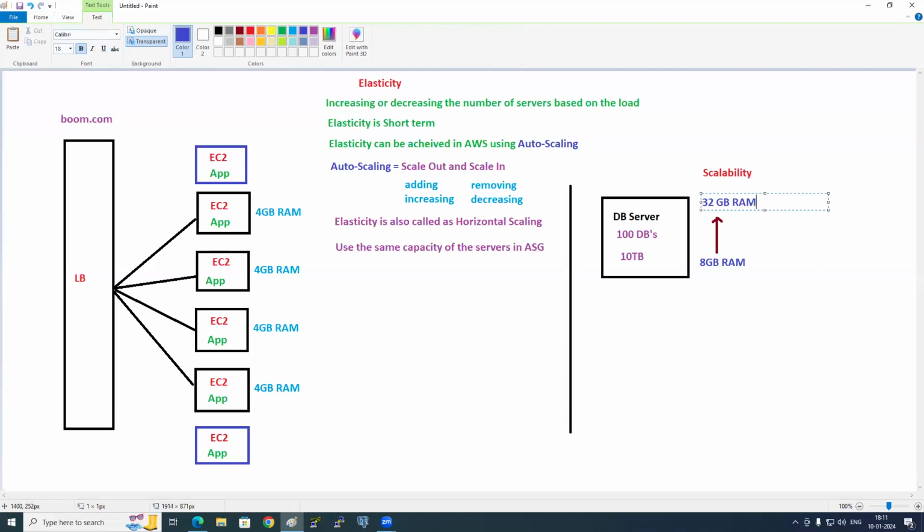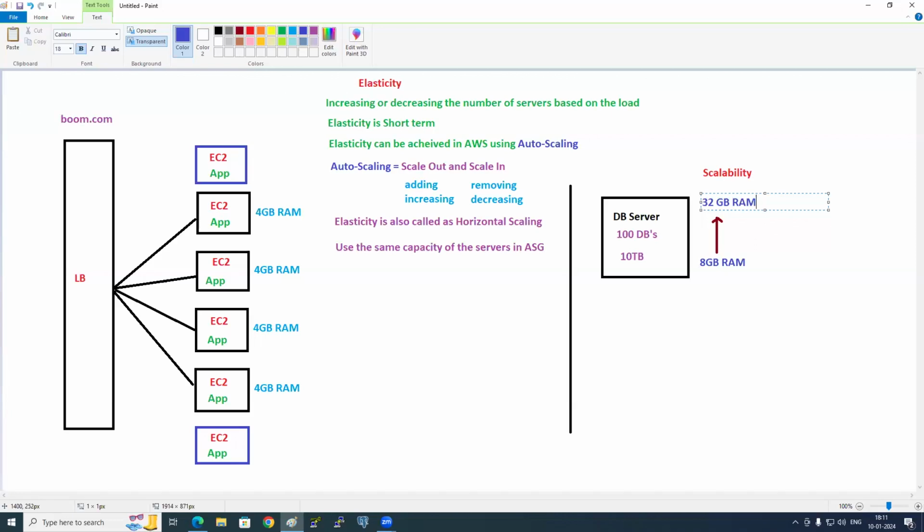But here it's a database server. It's a normal, standalone machine, meaning people are just accessing it. So is it good to increase the number of servers here? Is it good to have 2, 3, 4 database servers, each with hundreds of databases in 10 terabytes? It's not possible here. So in this case, you are increasing the capacity of the server. If you are increasing the capacity of the server, that is called scalability. Increasing the number of servers is called elasticity. Increasing the capacity of the server is called scalability.